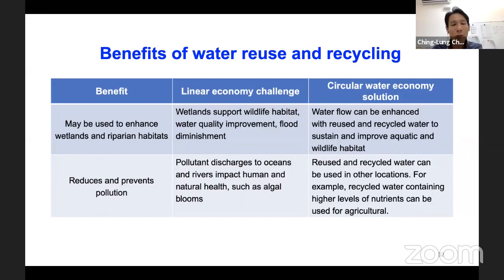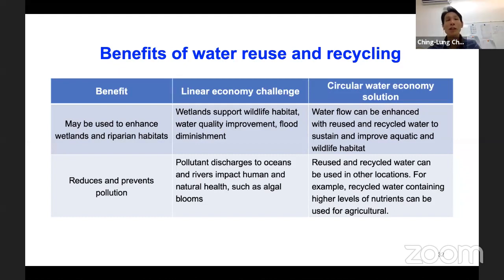Okay, because we are recycling the water, reused and recycled water can be used in other locations. For example, recycled water containing higher levels of nutrients can be used for agriculture. So it means the high level of nutrients, actually we can use as a fertilizer.